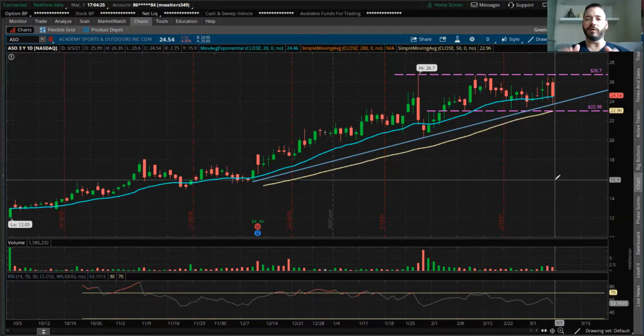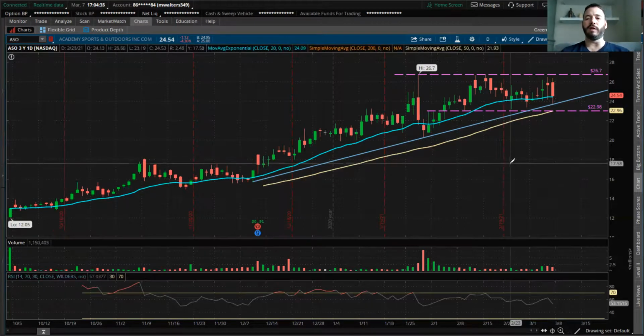Obviously, I'm not telling anybody to go out and buy this. Do your own due diligence. We're not always right about every single thing we say. But this is setting up very nicely for a breakout.